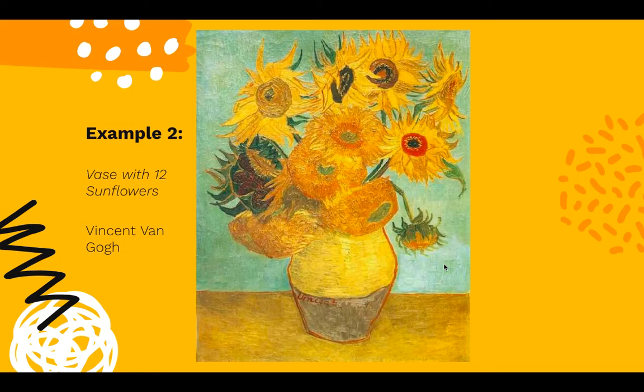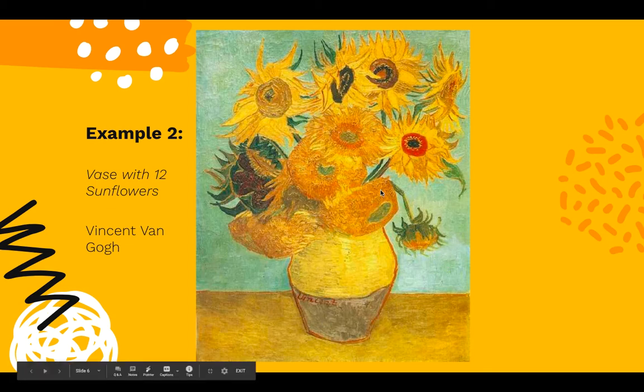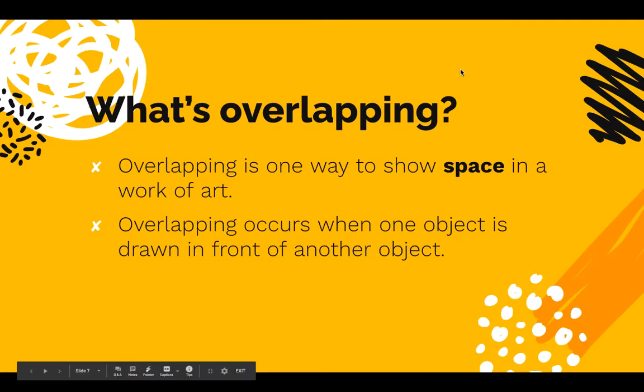Another example is another work by Vincent van Gogh. This is called Vase with 12 Sunflowers. We have a vase, and then we've got all these really cool sunflowers up here. We have some that are in front of each other, some that are darker that are behind, but we have that illusion of space again because we can't see the top of the vase. We've got some objects blocking it. We've got some sunflowers that are in front of other sunflowers, so we have that really cool illusion of space happening here as well. Again, overlapping is one way to show space in a work of art.